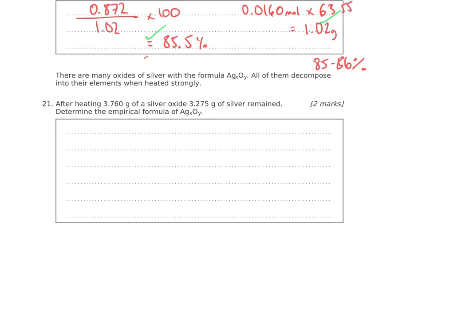There are many oxides of silver with the formula AgXOY. All of them decompose into the elements when heated strongly. After heating, there's my silver oxide. This much silver remains to determine the empirical formula. Okay, so we're heating it to decompose it into the elements. So AgXOY is becoming Ag and O2.